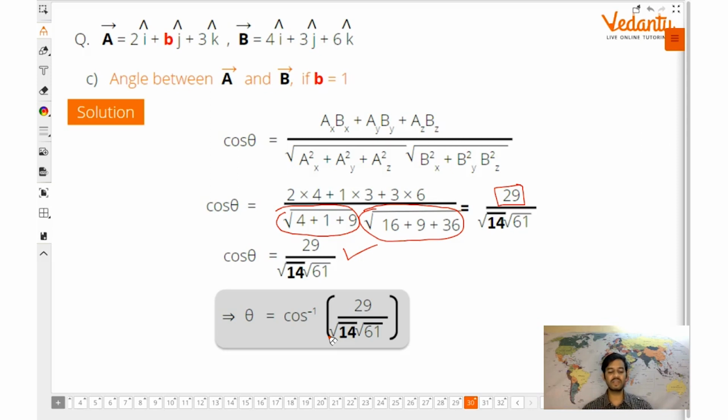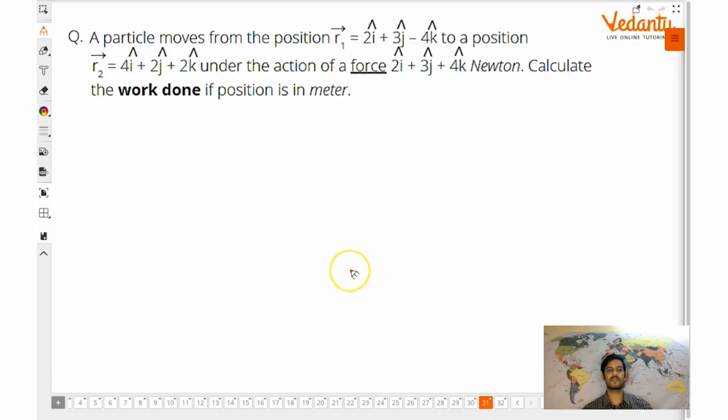ठीक है गाइस, क्लियर हो रहा है सभी को? चमक रहा है? चलो लास्ट क्वेश्चन फॉर टुडे. अब थोड़ा तो कॉम्प्लिकेटेड बनता है.